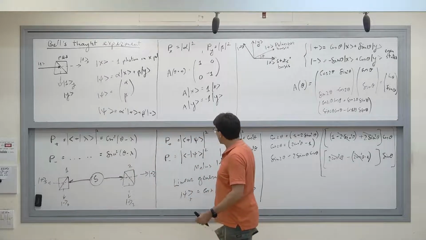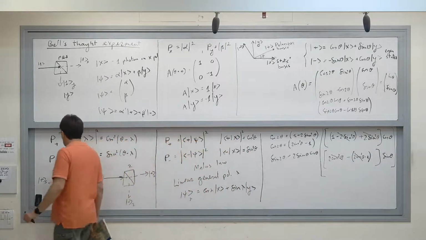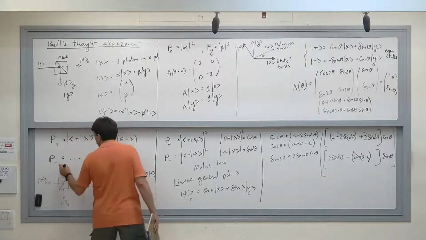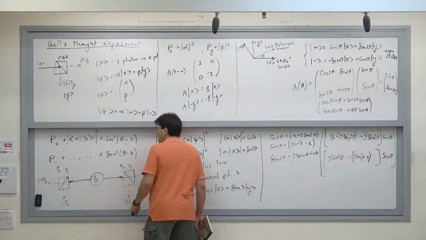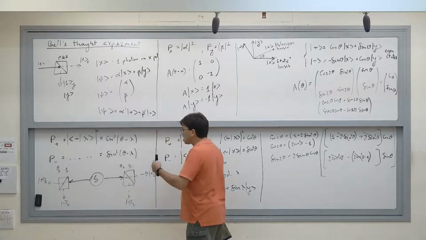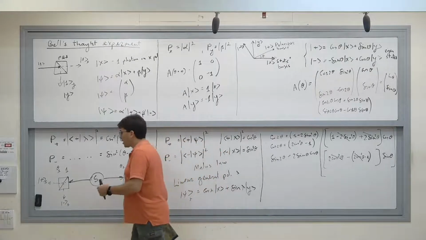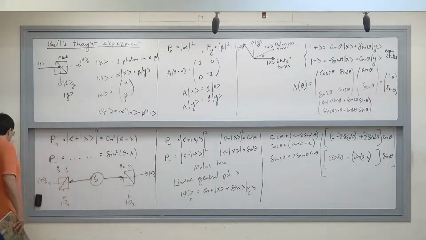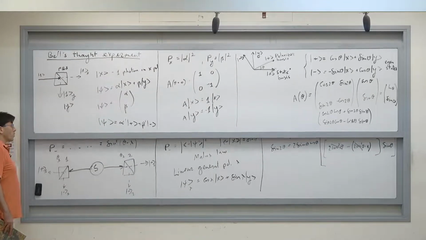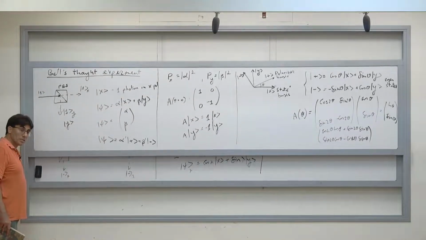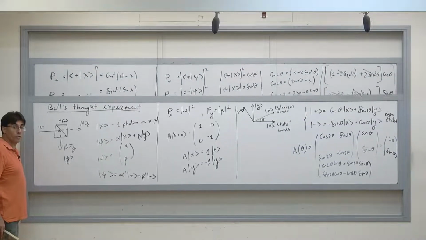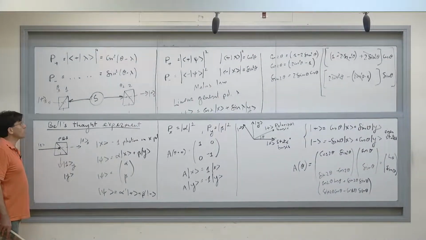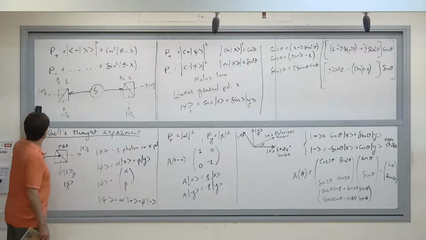Of course I can change the angle theta 1 and the angle theta 2. And I'm asking myself, what are the probabilities of having all kinds of joint measurements? Meaning, what's the probability that I'll get a plus result in both of them, depending on the various angles that I put there?